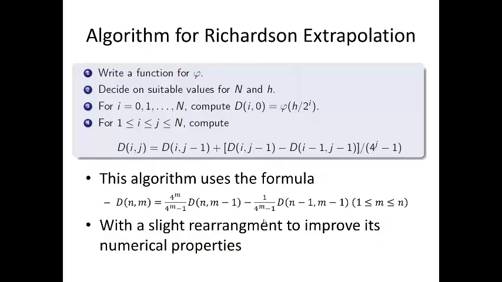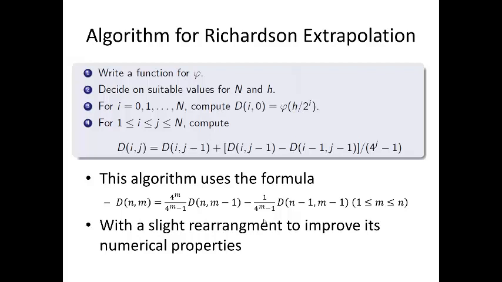So, the algorithm for Richardson Extrapolation is we write a function for φ. And then we decide on suitable values of capital N and H. And for i goes from 0 to N, we compute D(i,0) is equal to φ of h divided by 2^i. And then we compute the D(i,j)'s. And again, this one is going to use the formula that we derived about 3 slides back for D(n,n). And there is a slight rearrangement here that improves its numerical properties.